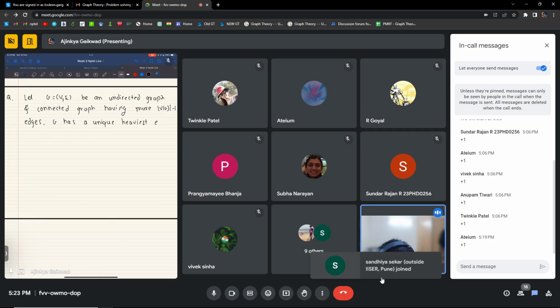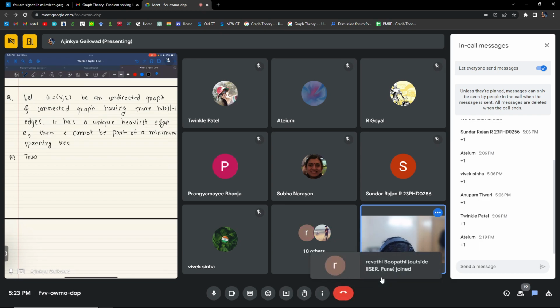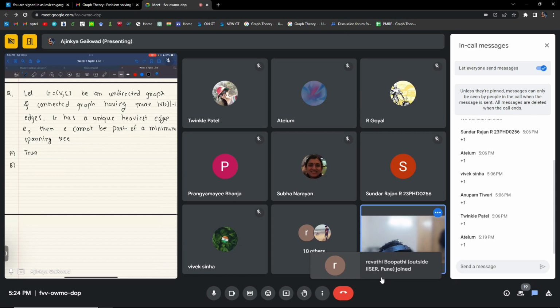Heaviest edge E. So let's denote it by E. So the question is then: E cannot be part of a minimum spanning tree. So this question is true or false. A option is true, B option is false.